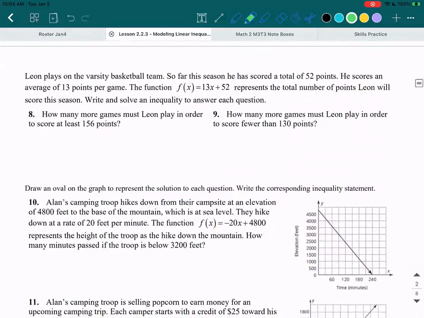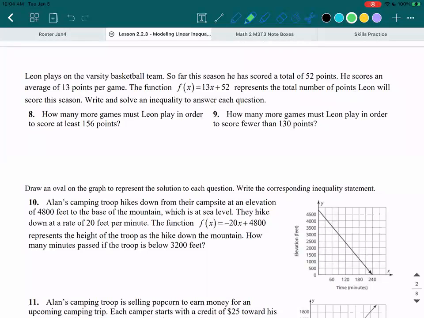Leon plays on the varsity basketball team. So far this season, he has scored a total of 52 points. He scores an average of 13 points per game. The function f of x is equal to 13x plus 52 represents the total number of points Leon will score this season. Write and solve an inequality to answer each question. How many more games must Leon play in order to score at least 156 points?